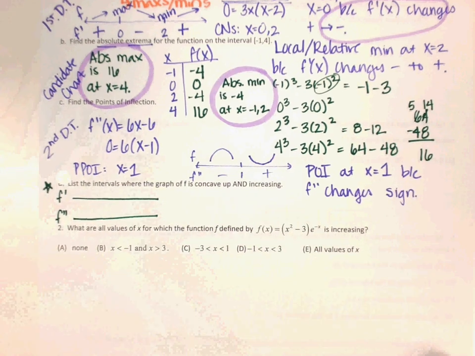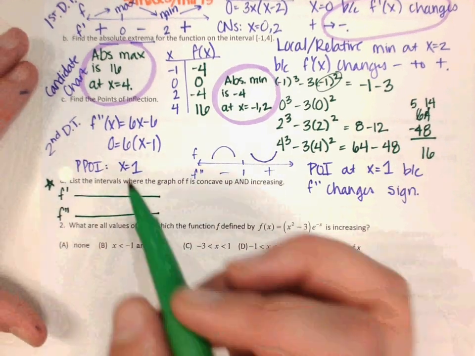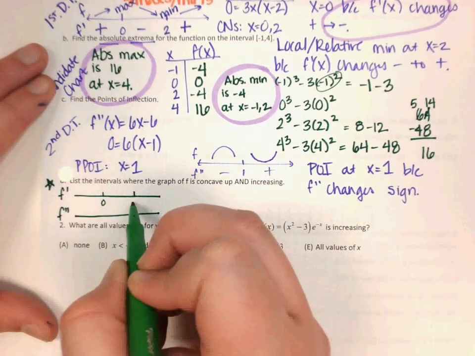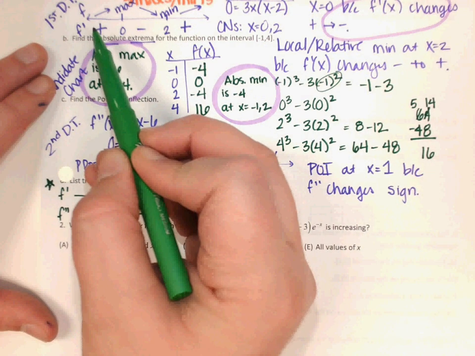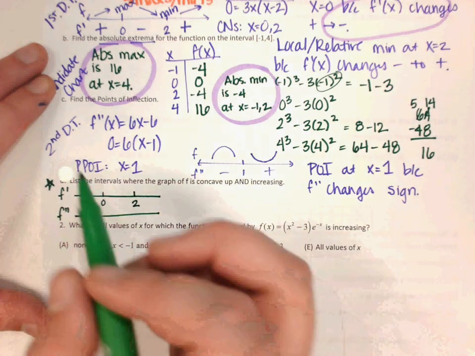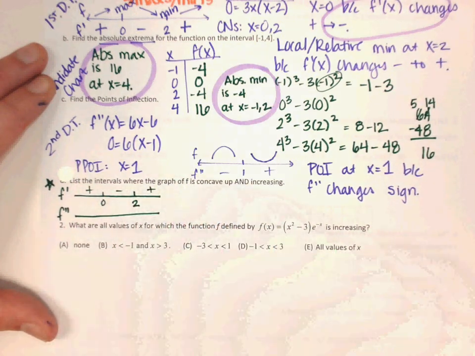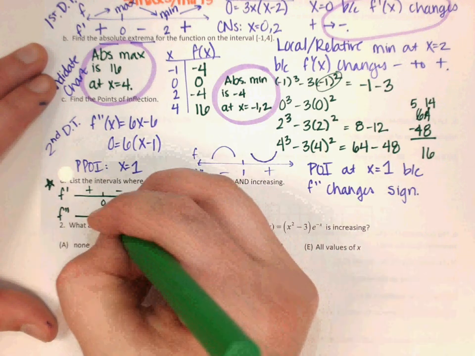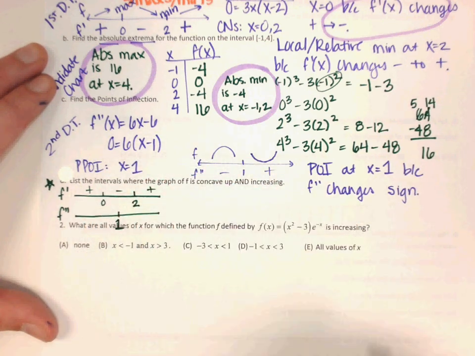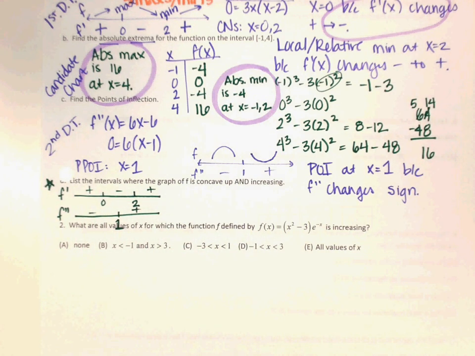What were the critical numbers for f prime? There were 2. 0 and 2. And what were the signs? It went plus, minus, plus, right? Plus, minus, plus. Okay, then on my second derivative test, what was my only critical number? 1. And how did the sign change around it? Negative, positive, yeah?